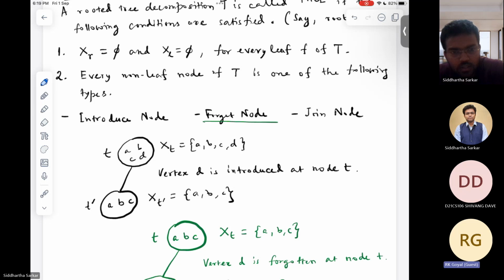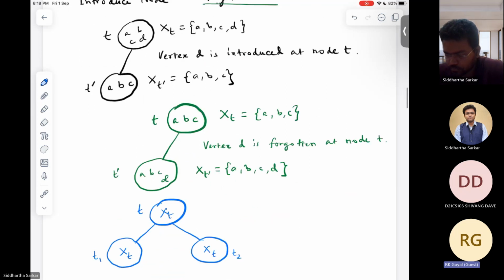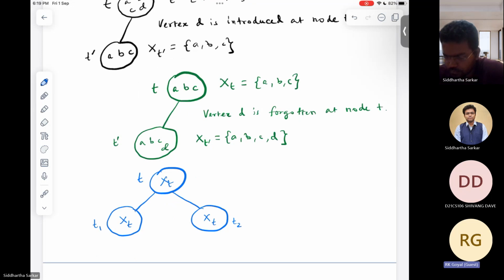Can you please repeat the definition of the join node? I understood it like this: all the elements of the parent are there in both the children. Yes. Is it necessary that the node T has exactly two children, or can it have more? It should have exactly two children, T1 and T2, and the content of the bags should be the same. Right, clear.